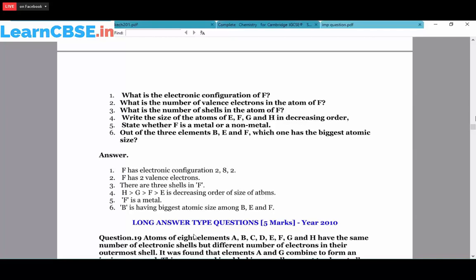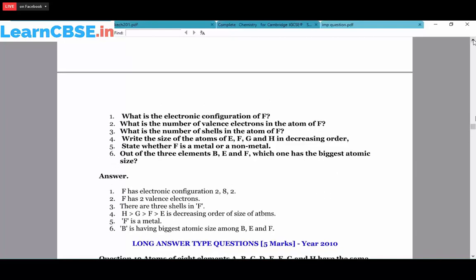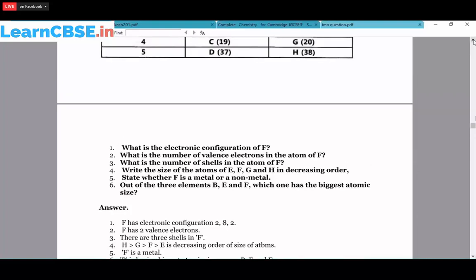Right, state whether the F is a metal or the non-metal. So as it is present in the group 17, so definitely the metallic character decreases from left to right in the periodic table. So in this case, the F is present in the group 1, so it is a metal.